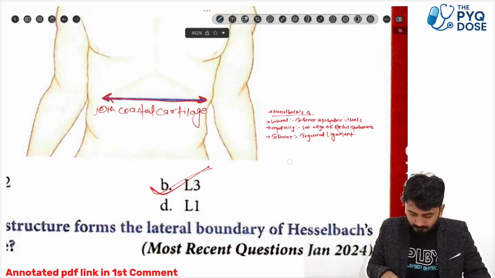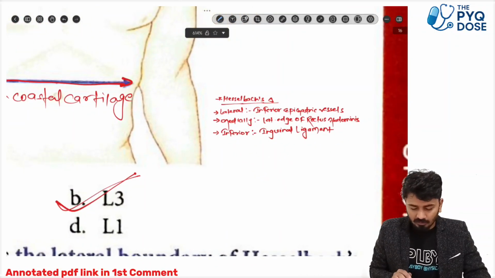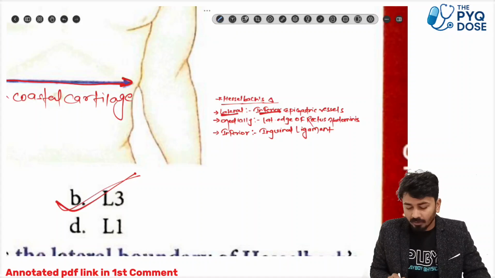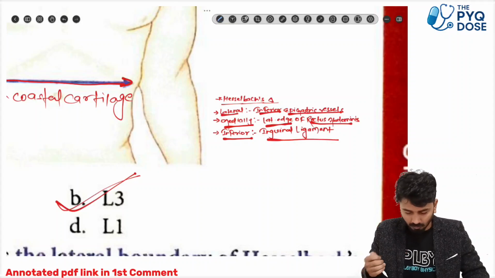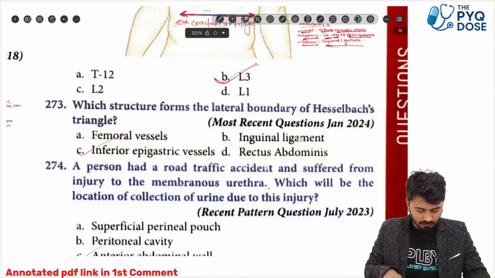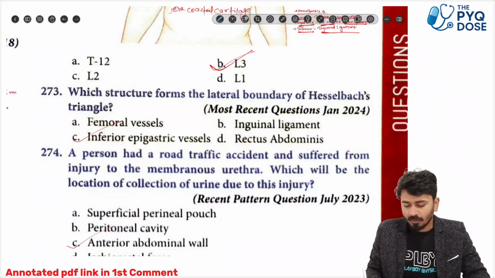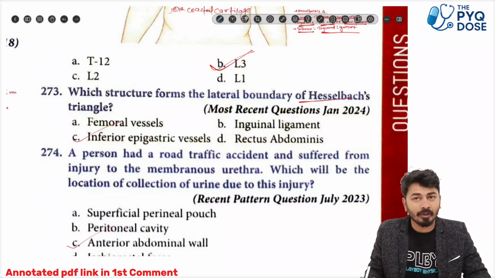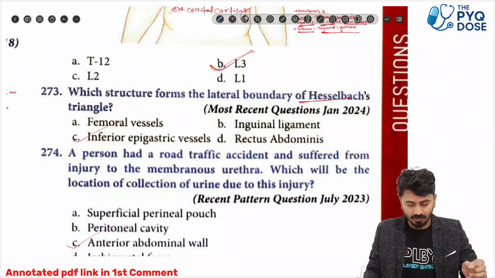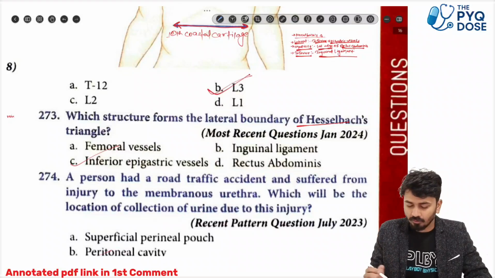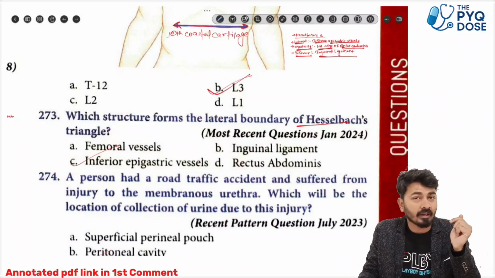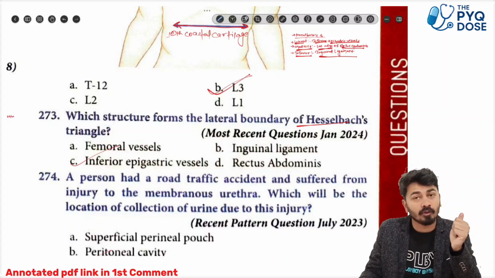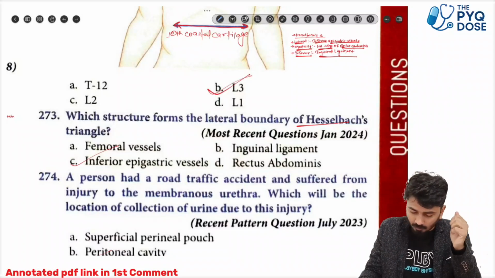Actually, if we see the Hesselbach triangle, the lateral side is the inferior epigastric vessels, medially the lateral edge of the rectus abdominis, and inferior is the inguinal ligament. Sometimes we'll see that also. Okay, so let's go ahead. Which structure forms the lateral boundary of Hesselbach triangle? That's why I told you about Hesselbach triangle just before doing this question. In the lateral there are the inferior epigastric vessels, medially the lateral edge of the rectus abdominis muscle, and inferiorly lies the inguinal ligament.